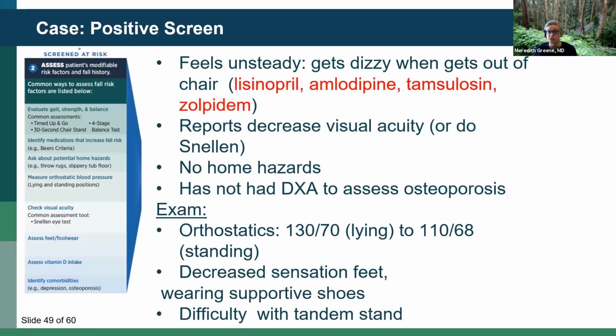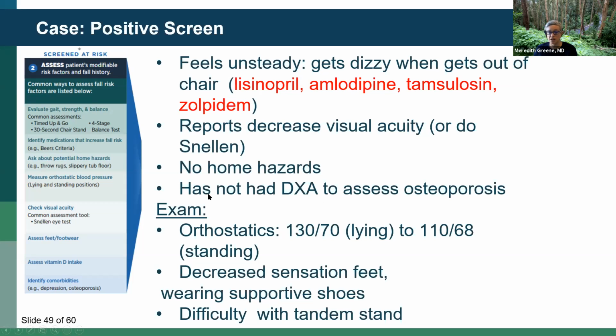Turns out he feels dizzy when he gets up out of chairs. And if you look at his meds, he's on multiple antihypertensives. He's also on an alpha blocker for his BPH, and he's also taking zolpidem. He also reports that he's been having some decrease in his visual acuity, denied having home hazards like tripping hazards or poor lighting. You also notice that he hasn't had a DEXA to assess if he has osteopenia or osteoporosis.